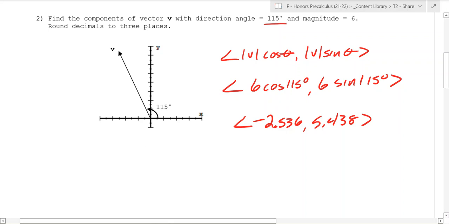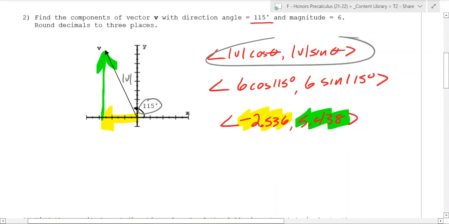Where do those numbers occur? This number right here is this distance. It should be negative because it goes backwards. And then this number right here is this. It goes up right there. That's where they are. So if you have this angle and the magnitude of v, you can find the components rather quickly.